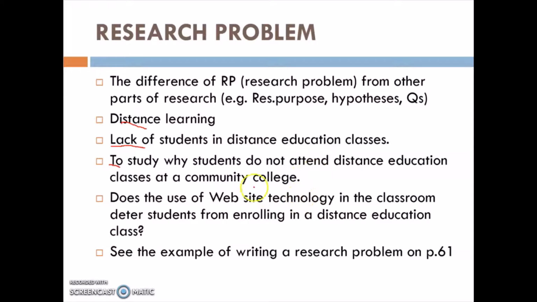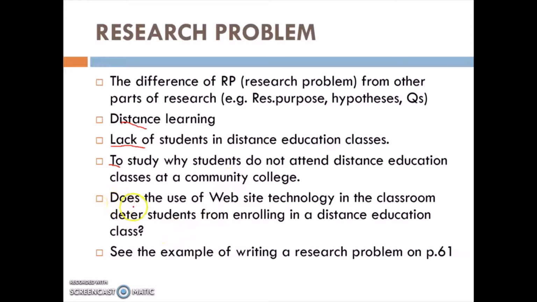And then community college. College here means that it's a different institution, not a university, not schools, and not, let's say, junior high school or another type of education institution, but it's focused more on a community college. So it becomes more specific here, and this is the research question.